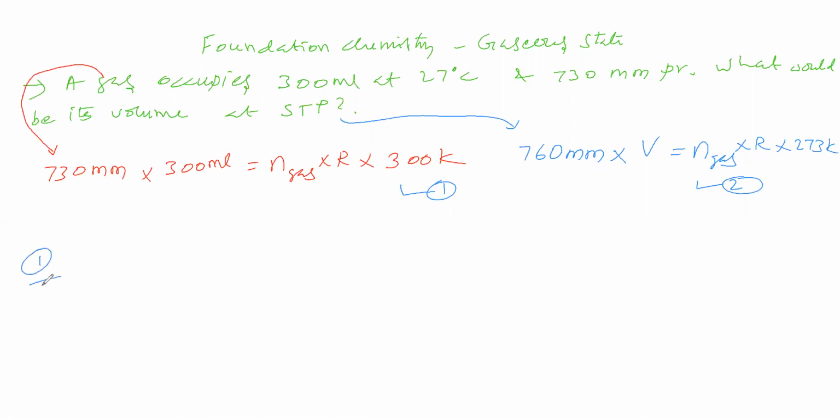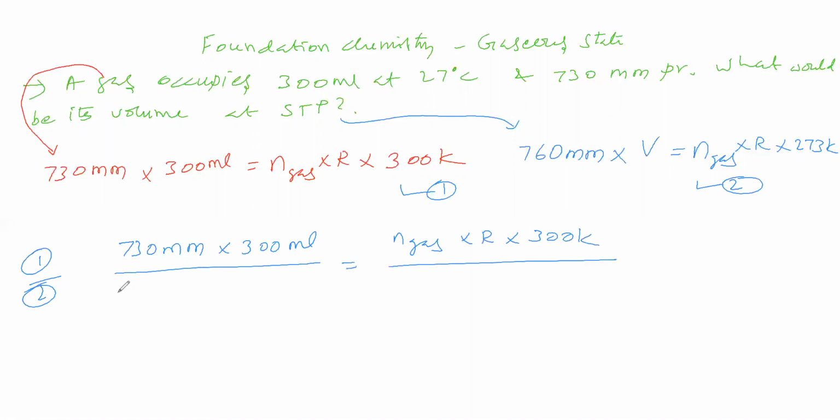Now we will do 1 by 2. The first equation is 730 mm into 300 ml equals number of moles of gas into R into temperature 300 Kelvin. The second equation is 760 mm into volume, unknown, we have to find it, equals number of moles of gas into R into temperature 273 Kelvin. Now we will cancel the common terms: mm, number of moles of gas, R, and Kelvin. Now we can calculate the volume.